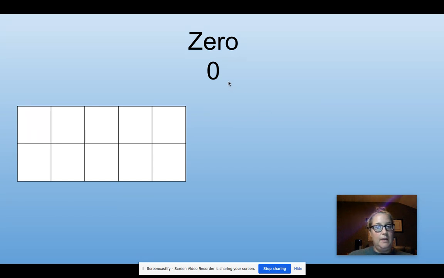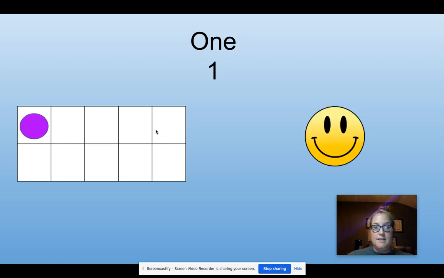So what's going to happen if I have 1? What do you think is going to happen to my 10 frame? Let's see if you're right. So for the number 1, here's my number 1. Remember, this is what it looks like as a word, and this is what it looks like as a number. I am going to have my 10 frame, and there's only one space filled in, and that represents the number 1.